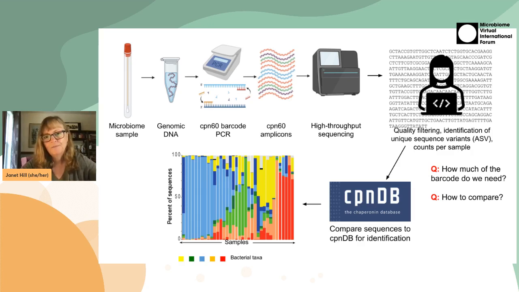But as the studies have gotten larger, sample numbers are higher, the amount of data we're generating is more, we started to come back to asking over the past couple of years some really important basic questions, one of which is how much of the barcode sequence do we actually need? The whole thing is about 555 bases, but we know that sequencing costs money, and the less of it we need, the better. So we wanted to figure out how much we needed. And then we also wanted to reconsider the ways in which we're comparing the sequences we generate to our reference database. Because again, as the data sets get larger, things slow down and it becomes more computationally intensive.